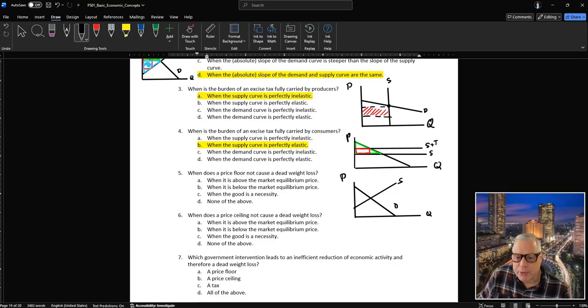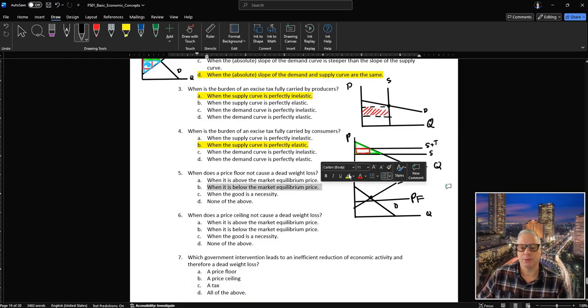but if that price floor is below the market equilibrium, so if that were the price floor, well, the market still clears here. So normally for a price floor to be effective, it needs to be above the equilibrium price. So when does a price floor not cause a deadweight loss? When it is below the market equilibrium price.